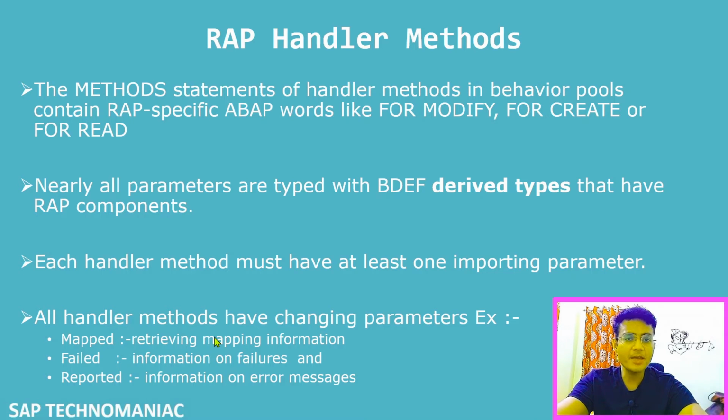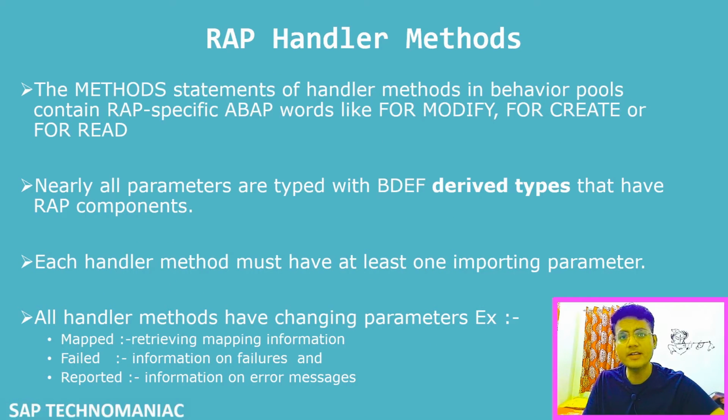For the mapping information we have the mapped parameter. For the failures we have to fill in the failed, and if we have some error message, we have to fill in the reported. We will do all these things when we do the implementation, just to understand the structure of our class and method. So those we are understanding here.